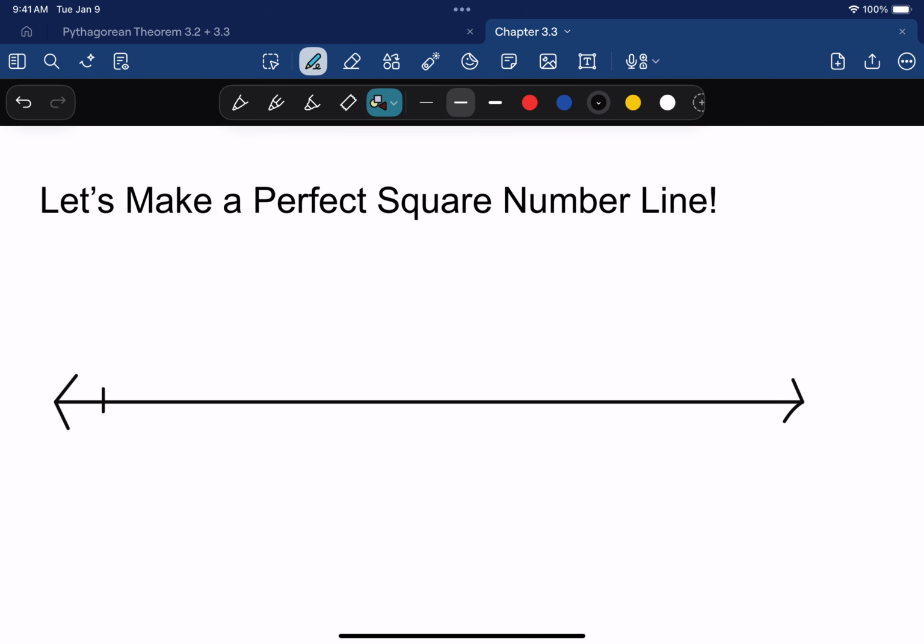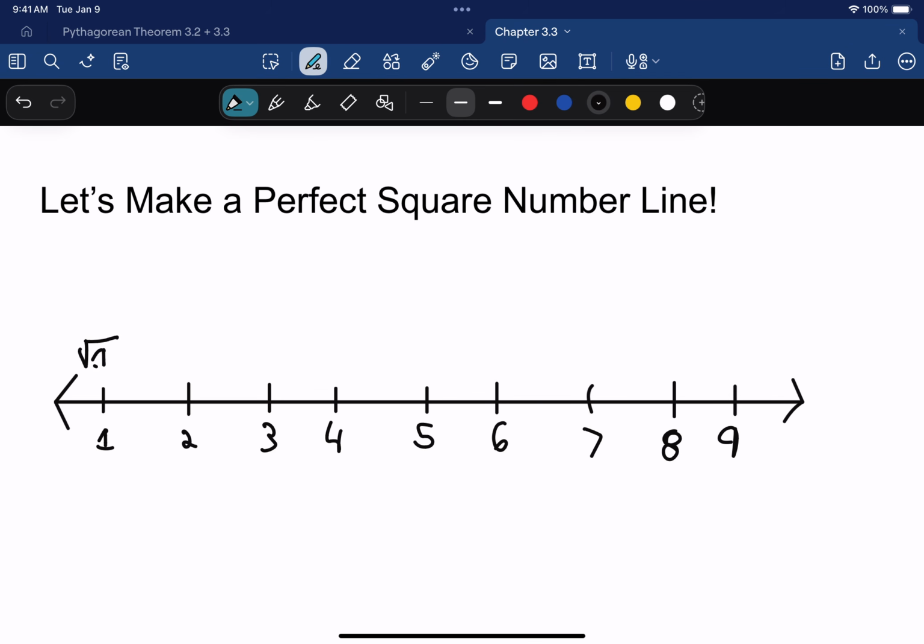Now we are going to make some dashes along the line. Number lines are nice because they show us a visual representation of numbers. So let's start off by labeling this 1, 2, 3, 4, 5, 6, 7, 8, and 9. Now up top, we are going to put the square number that, when we take the square root of it, we get the number on the bottom. Let me show you what I mean.